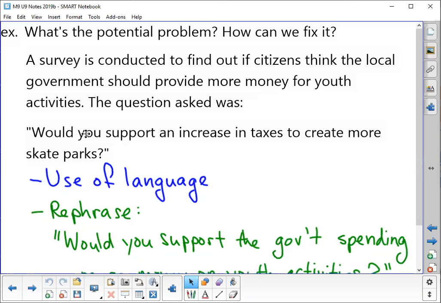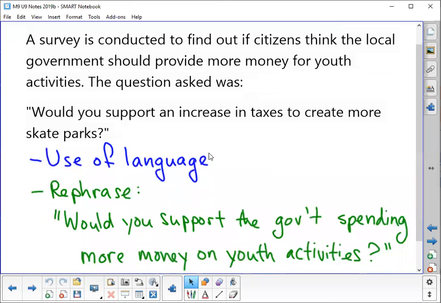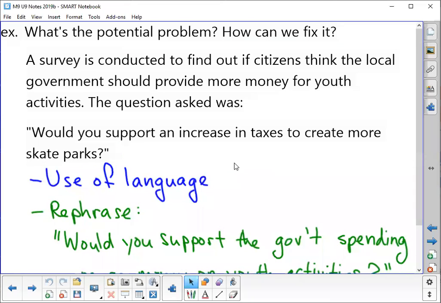So this question, what's the potential problem and how can we fix it? A survey is conducted to find out if citizens think the local government should provide more money for youth activities. So that's the problem. The question is asked, would you support an increase in taxes to create more skate parks? Does that question even ask what the survey wants to know?